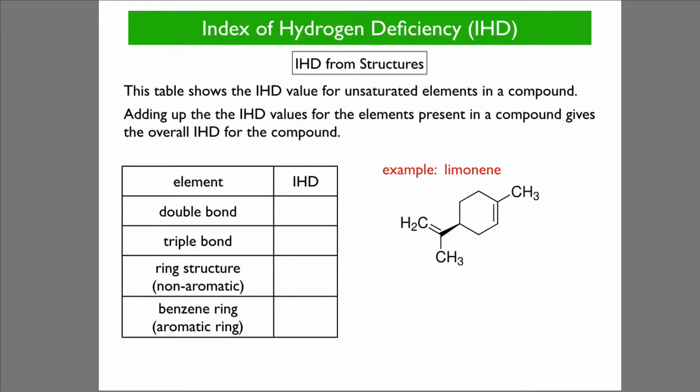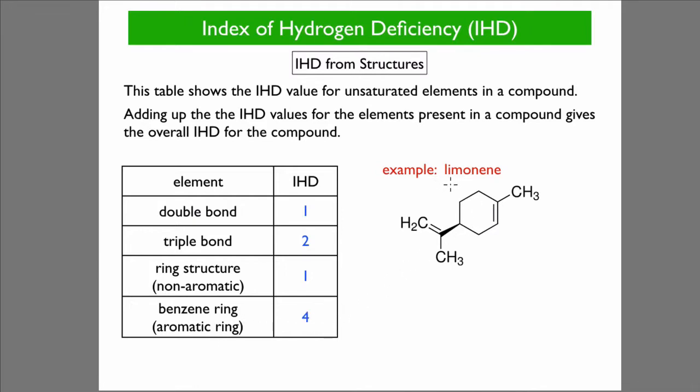So let's have a look at index of hydrogen deficiency from structures. This table shows the index of hydrogen deficiency value for unsaturated elements in a compound. Adding up the IHD values for the elements present in a compound gives the overall IHD for the compound. So double bonds give us 1, triple bonds 2, a ring structure that is non-aromatic gives us 1, and a benzene ring or an aromatic ring gives us 4.